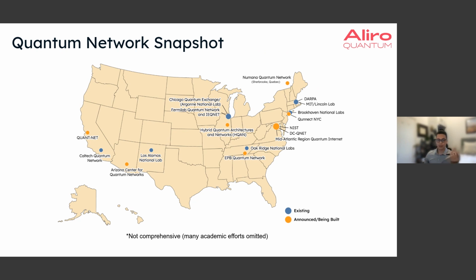I'd like to end with a little snapshot of all the awesome quantum networking efforts going on in the US and Canada. Of course, this is not comprehensive. There's a lot of academic involvement and also many great efforts going on around the world, especially in Europe and in Asia. But we're seeing a lot of increased traction recently. In blue here, you can see some existing quantum network testbeds that have been stood up. We're seeing a lot of government agency involvement. And in orange, you can see some of the announced quantum networks that are currently being built. So it's a very, very exciting time to get involved in the space.